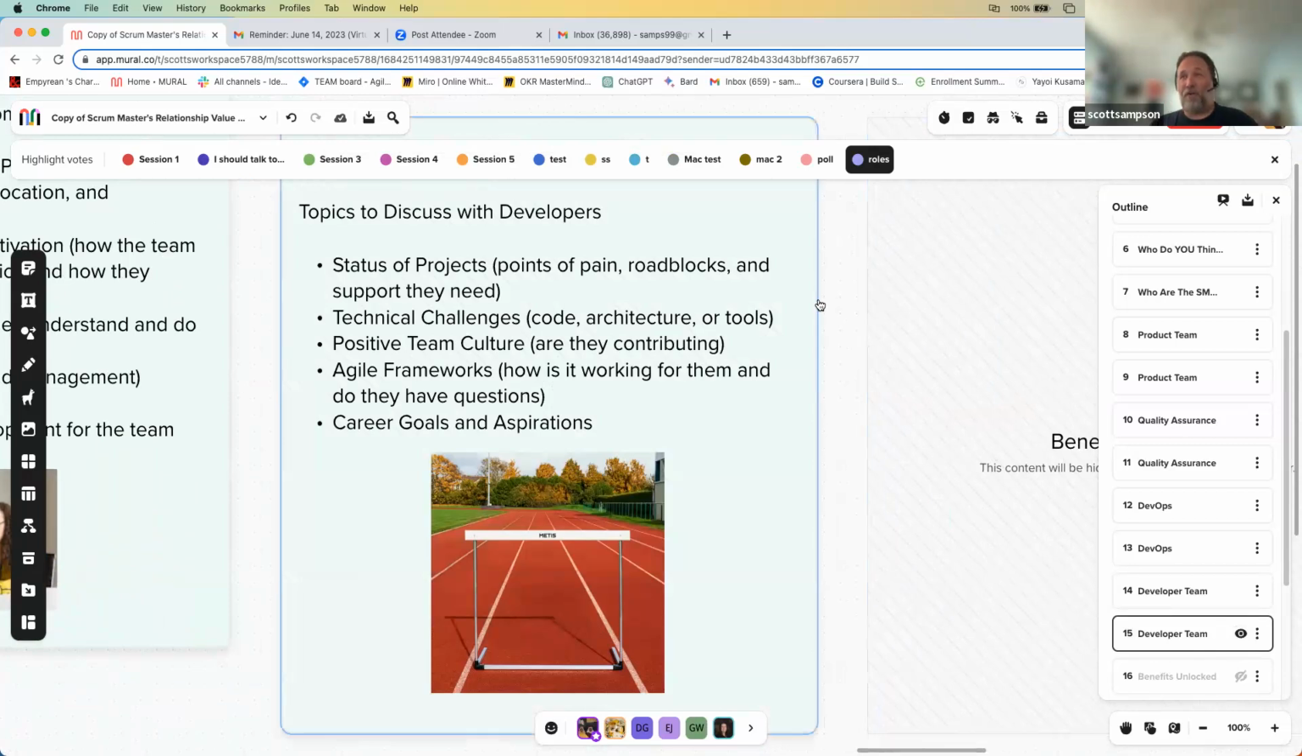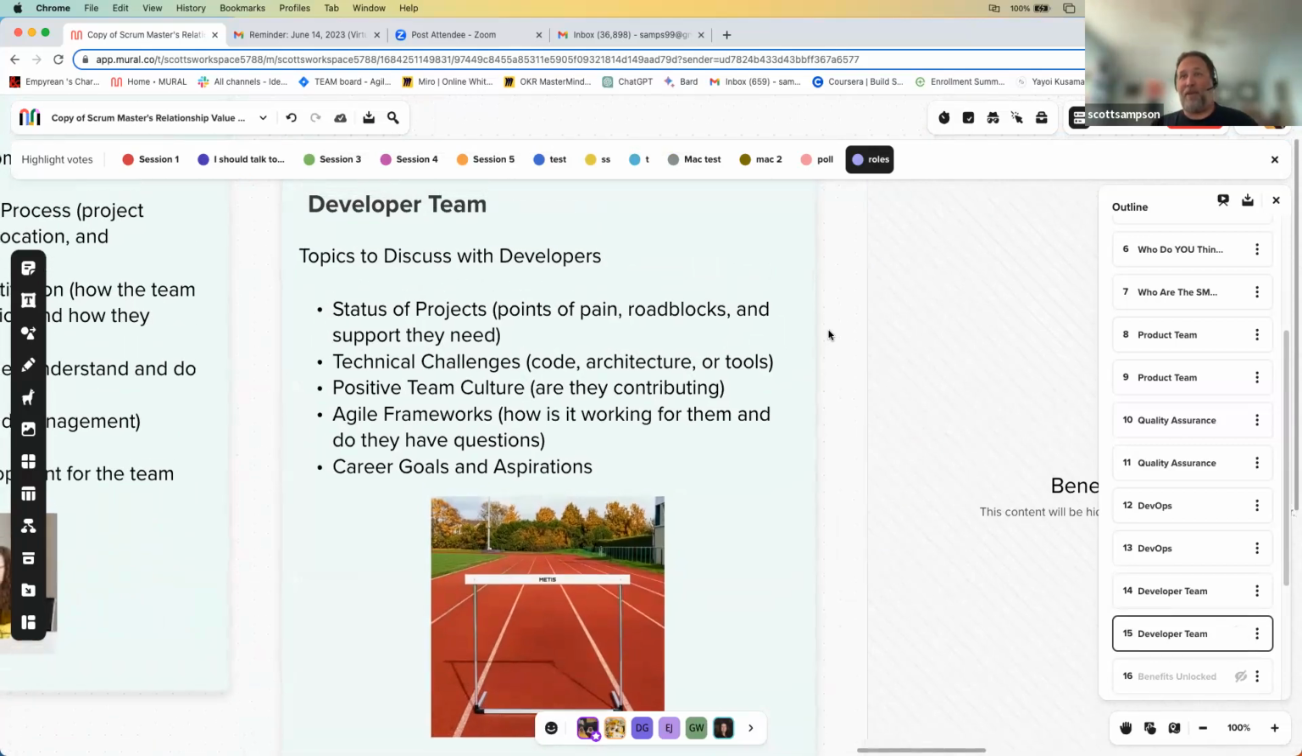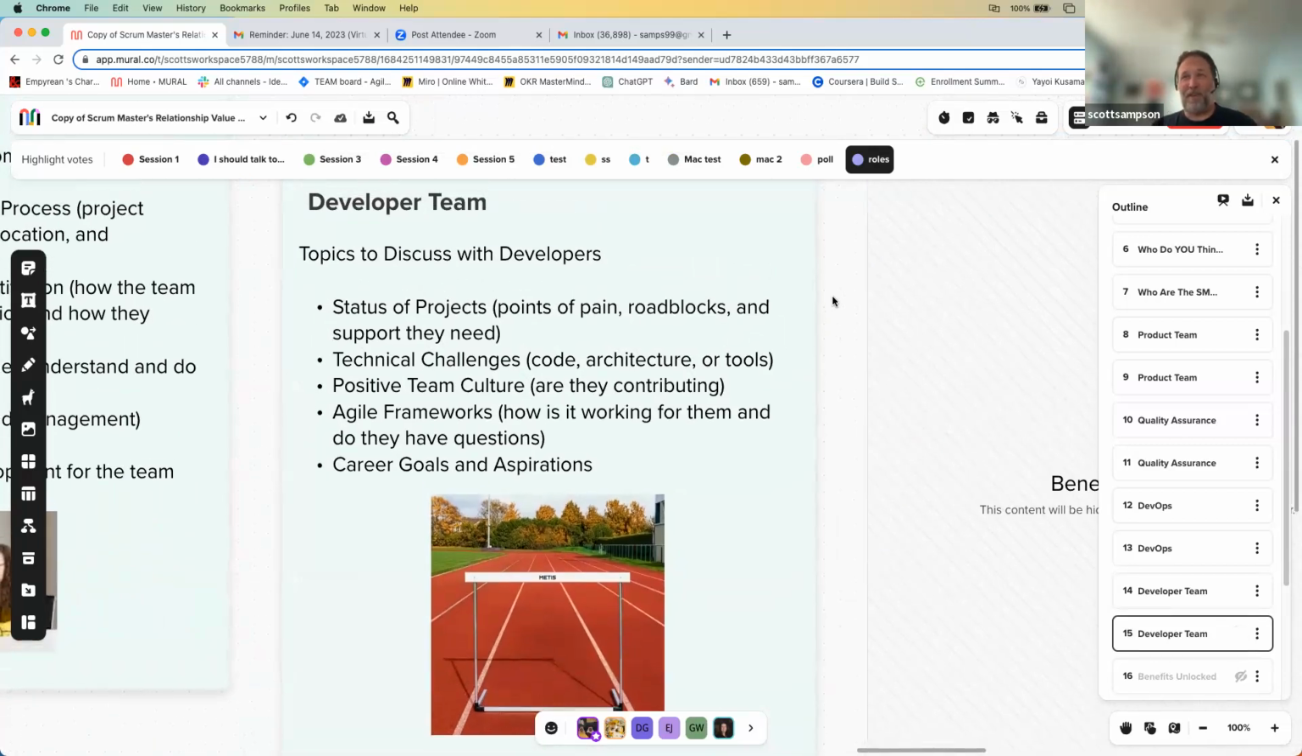The developers, of course, many folks I'm sure on this call are familiar with these items. Asking them, hey, how's the project going? Where are your blockers? How can we help avoid those in the future and solve the immediate ones and provide any support they need? How's the code? What does the architecture look like? Are there architectural challenges? Why? What tools are they using? How are they working? And what challenges are there for them?